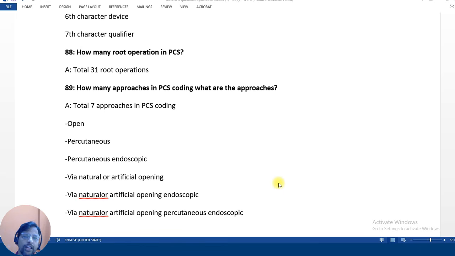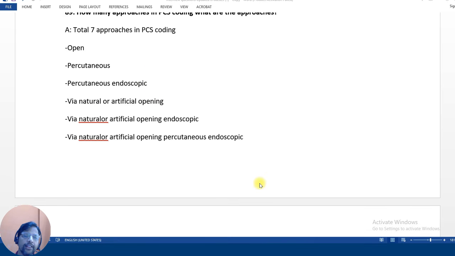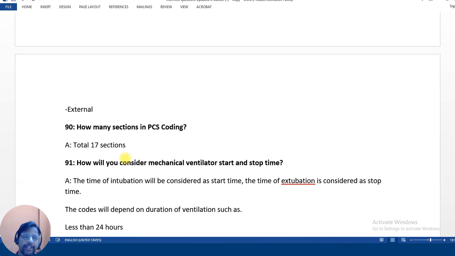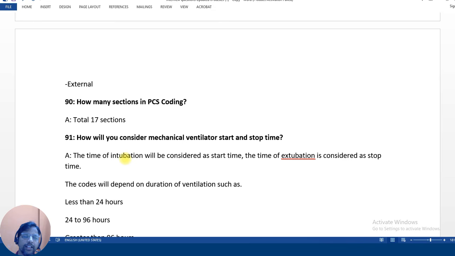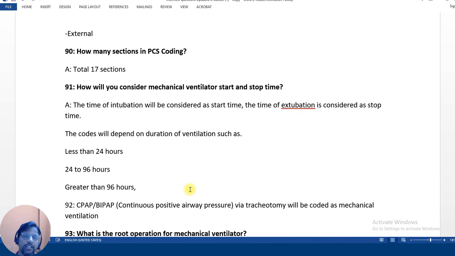So the 89th question, how many approaches are in PCS coding? What are the approaches? In PCS we have a total of 7 approaches: open, percutaneous, percutaneous endoscopic, via natural or artificial opening, via natural or artificial opening endoscopic, via natural or artificial opening with percutaneous endoscopic assistance, and external. 90th, how many sections are in PCS coding? In PCS we have a total of 17 sections.